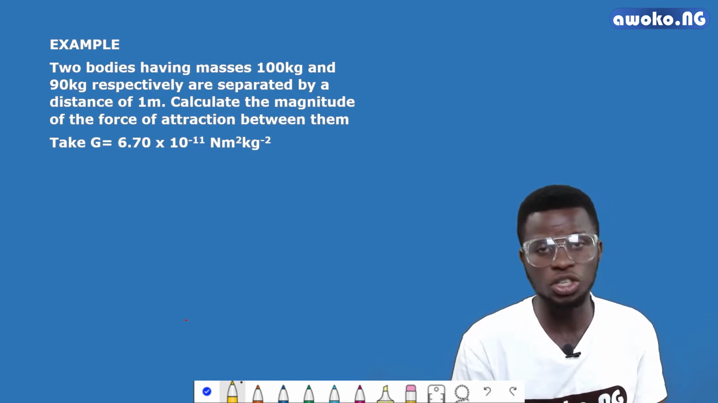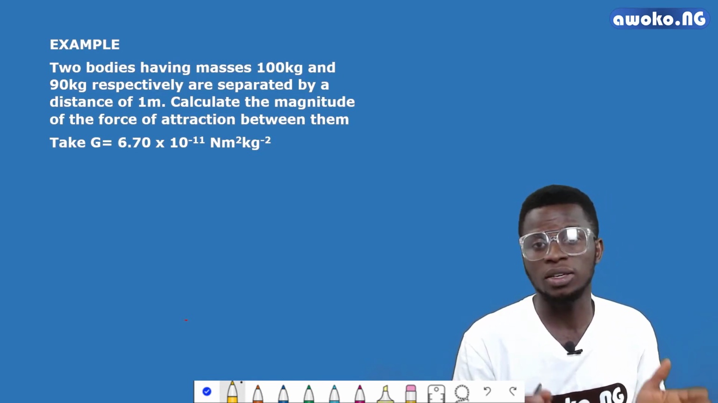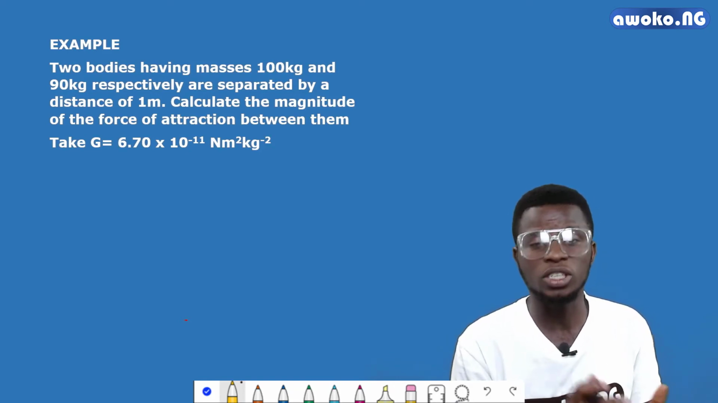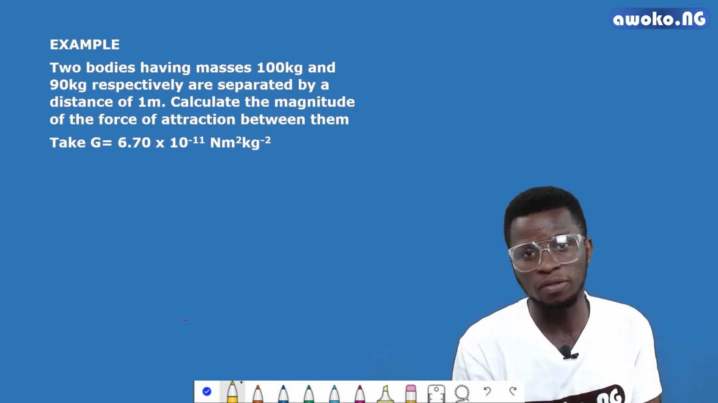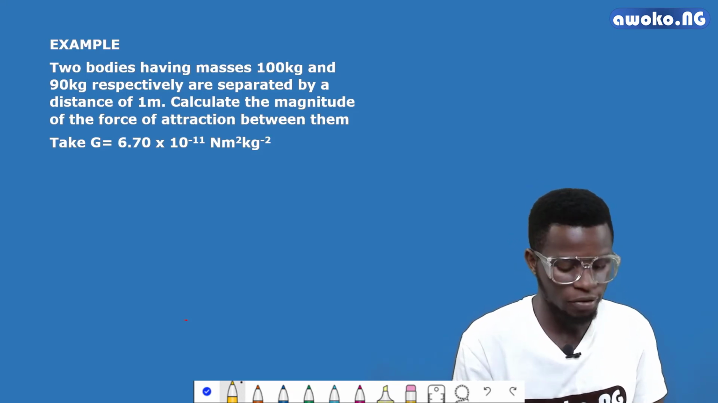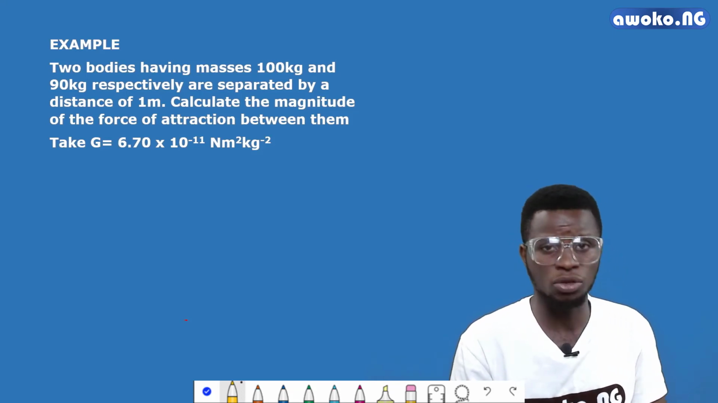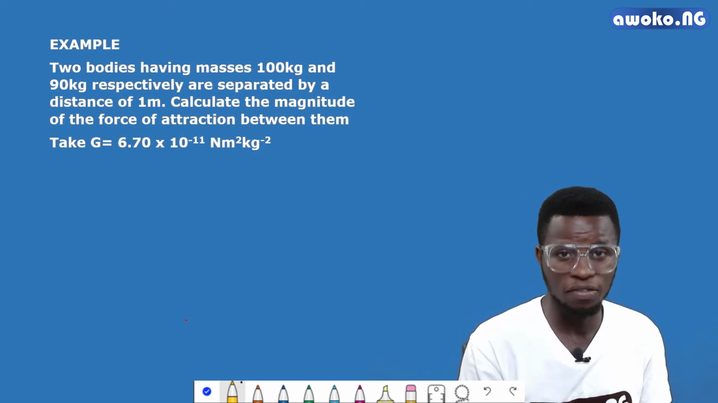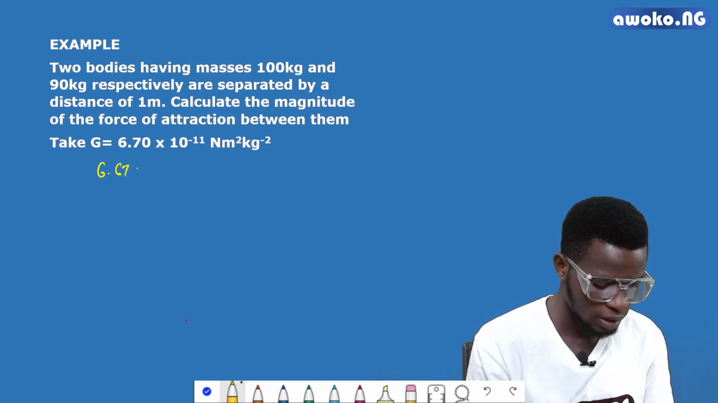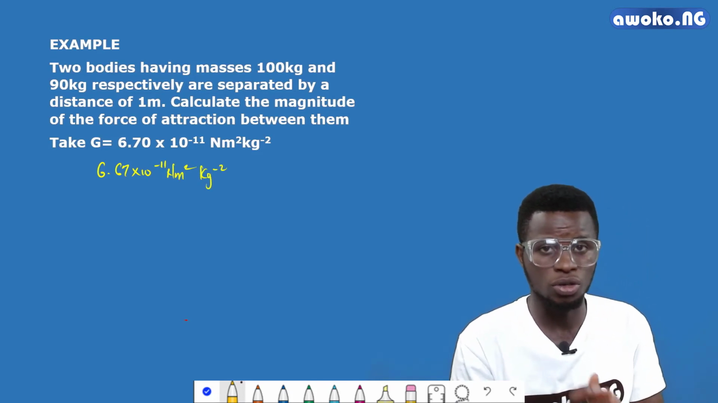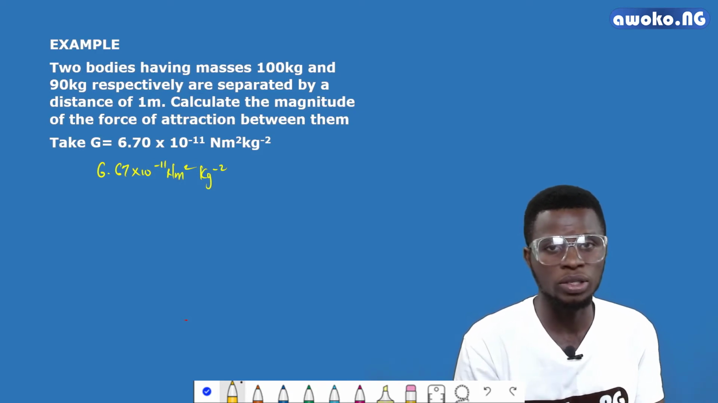Remember, I said that G or K, as the case may be, is called the gravitational constant, and most times it has a numerical value of 6.67 times 10 raised to the power minus 11. So if you round it up, you can have it to be 6.70 times 10 raised to the power minus 11 newton meter squared kg minus 2. So if you are not given in the exam or in a particular question, I would advise that you use 6.67 times 10 raised to the power minus 11 newton meter squared kg minus 2. But if you're given, just use the value you're given, because your answers will depend on it.